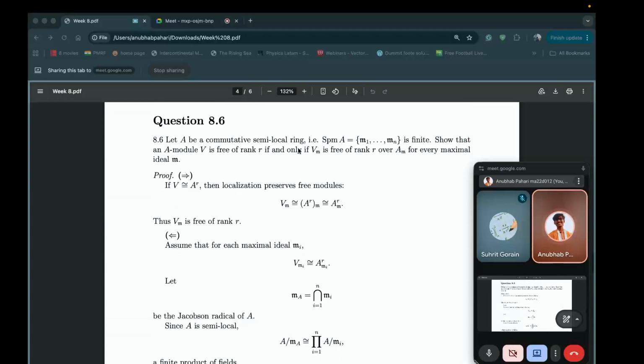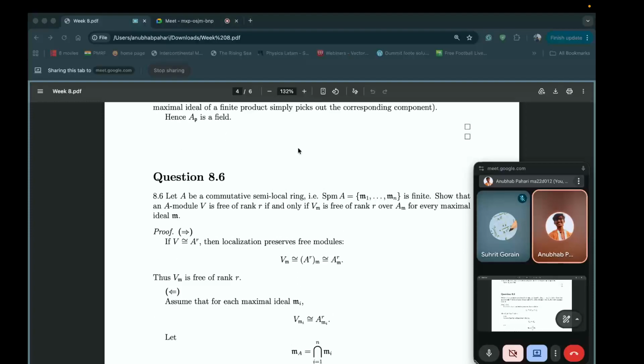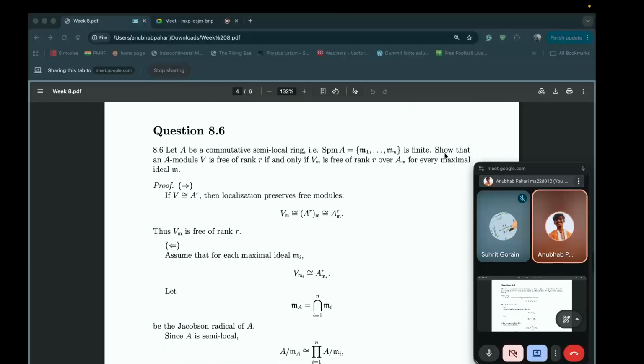Now we go to our next problem. Let A be a commutative semi-local ring, that is, your maximal spectrum is finite, there are only finitely many maximal ideals, and so an A-module V is free of rank R if and only if Vm is free of rank R over Am for every maximal ideal M. So showing that a module is free of rank R is equivalent to showing that Vm is free of rank R over Am for every maximal ideal M.